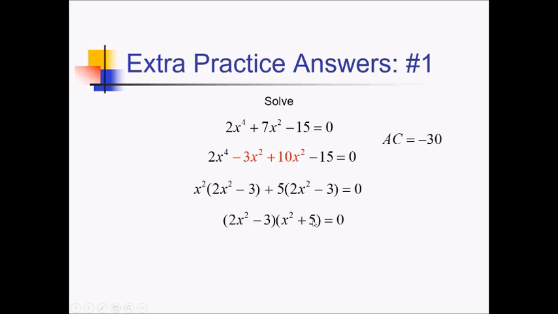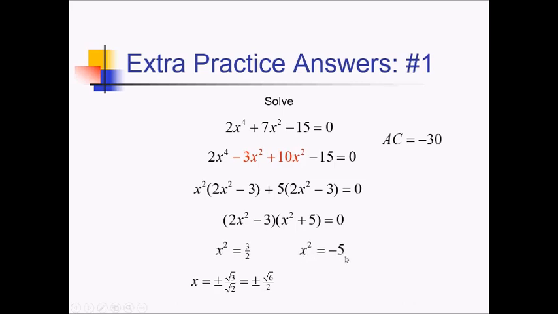Setting each of these equal to 0 and solving, for this first branch here, I can add 3 and divide by 2, so that at least gives me x squared equals 3 halves. And then if I square root both sides, that's going to be plus or minus radical 3 over radical 2. And if I simplify the radical, which I should here, by multiplying by radical 2 over itself, that gives me radical 6 over 2.